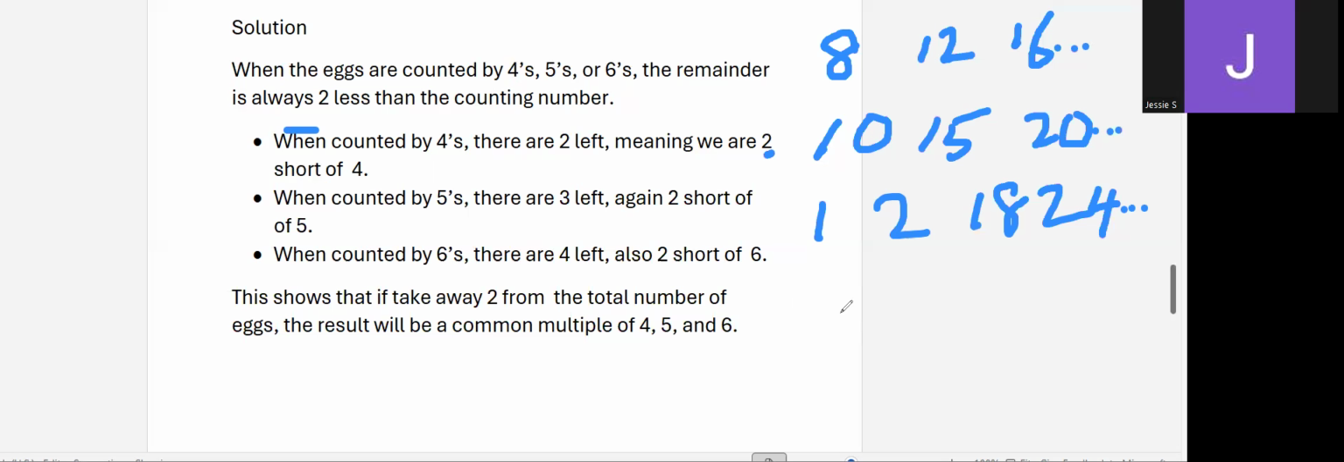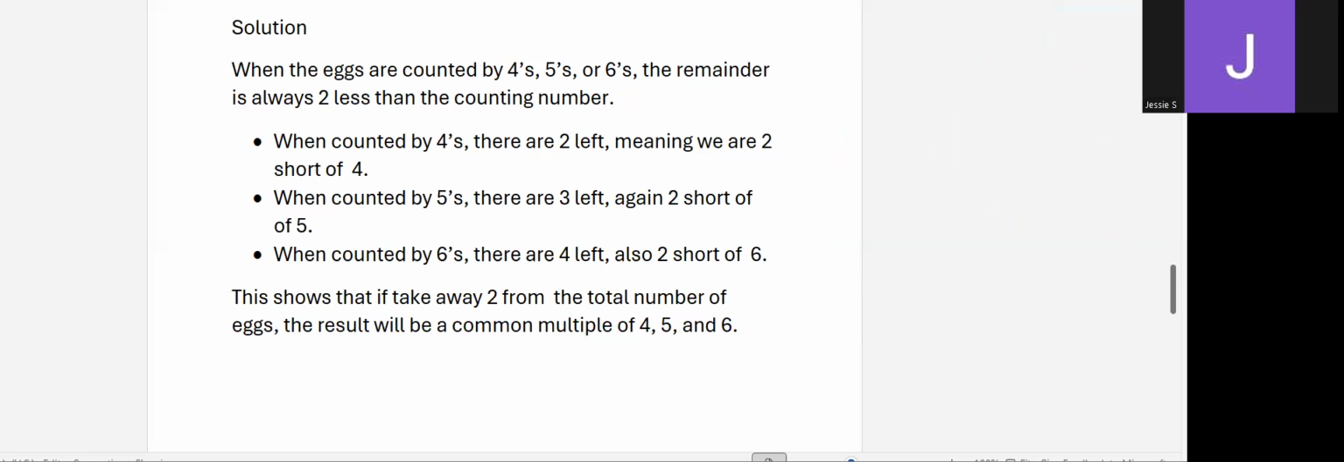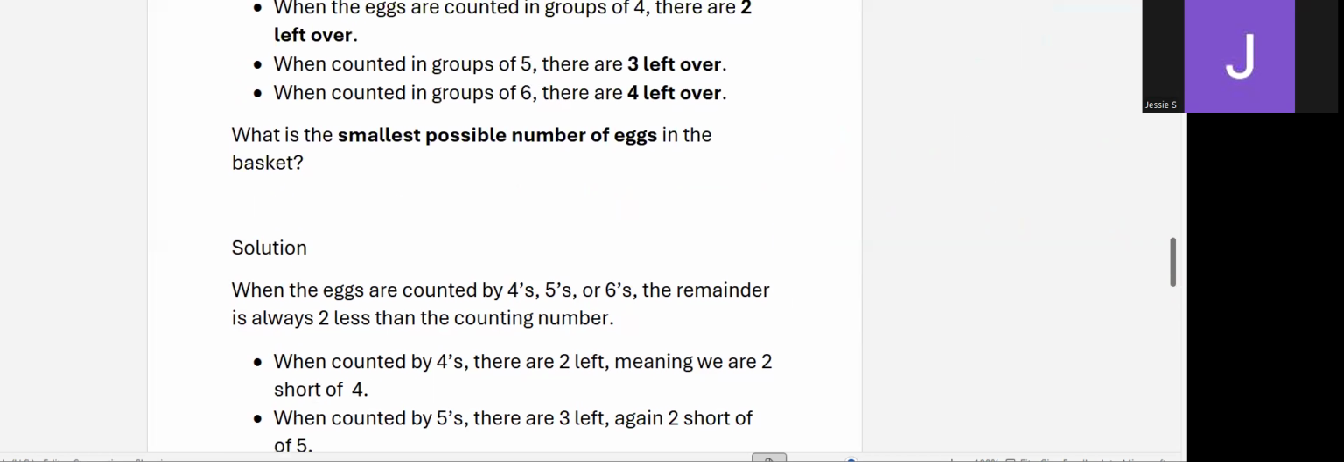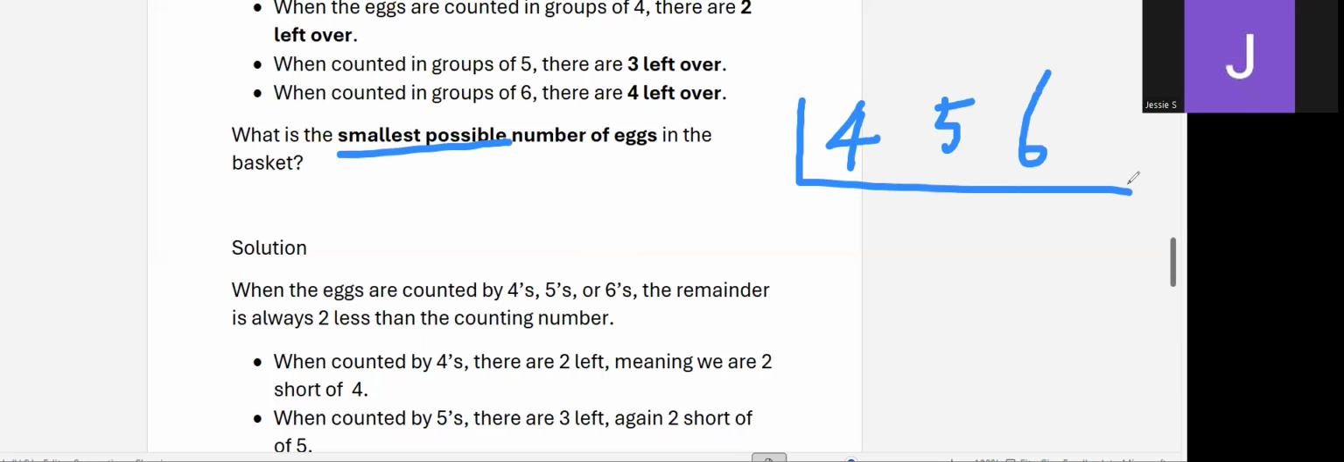You may ask, Miss, why the least common multiple? This is why, okay? Because the question says, what is the smallest possible number? That means to find the least common multiple for 4, 5, and 6. Okay, how do we find the least common multiple?